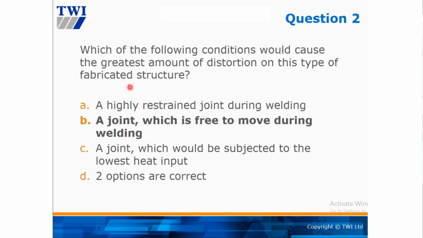All right, question 2. Which of the following conditions would cause the greatest amount of distortion on this type of fabricated structure? Greatest distortion is when there is no restraint. We know that restraint means material not free to move. When there is no restraint, we allow the material to move during welding. So the answer goes to B. If there is high restraint, no distortion.